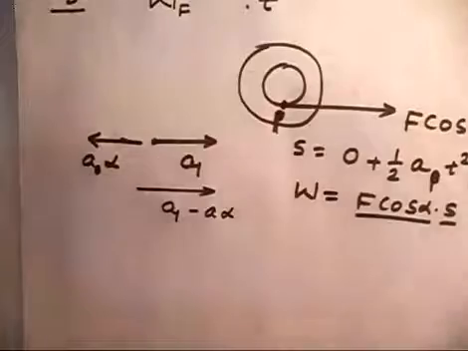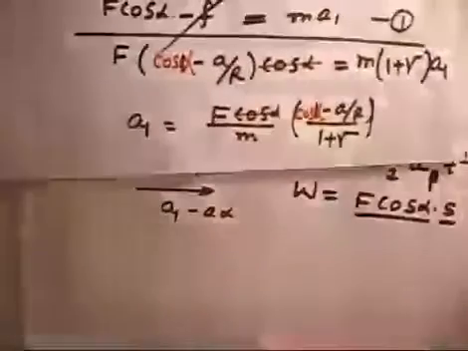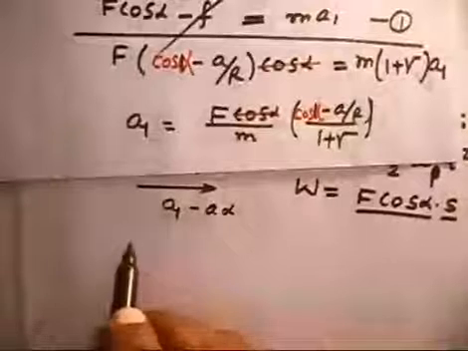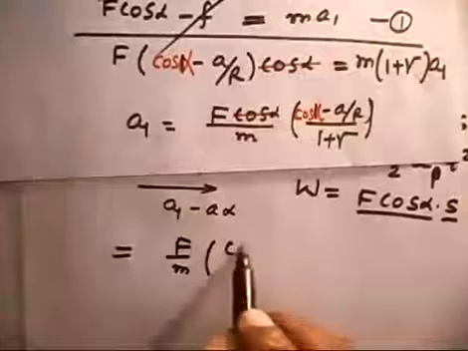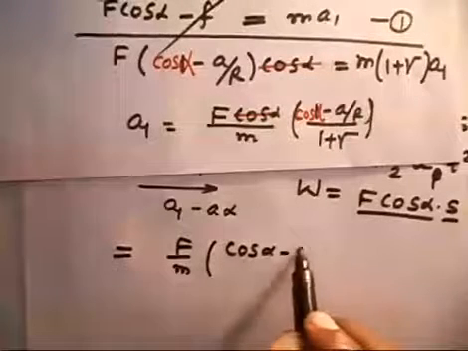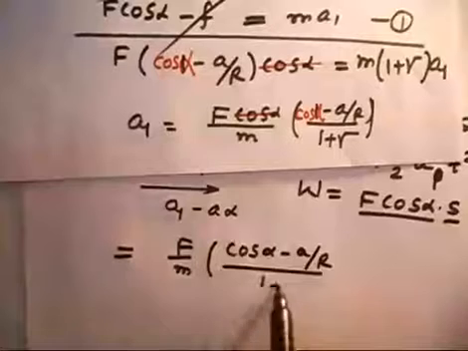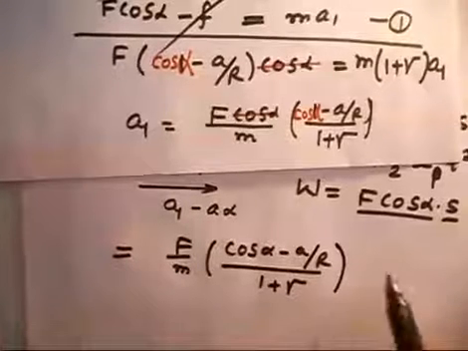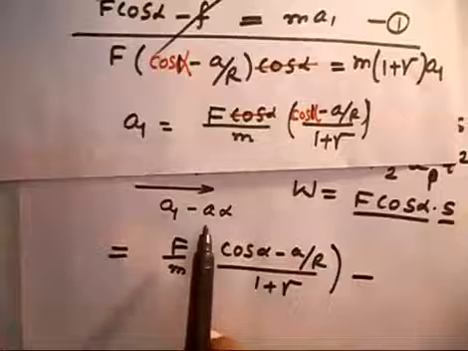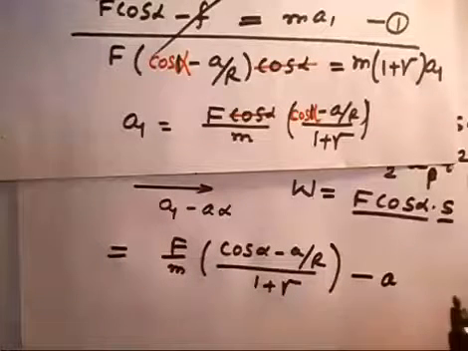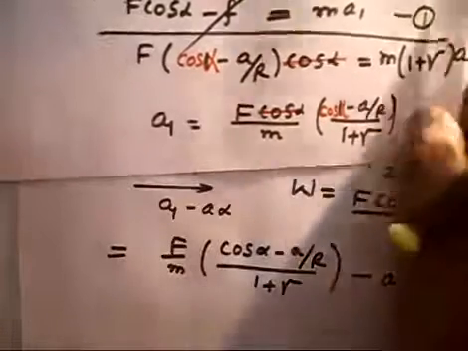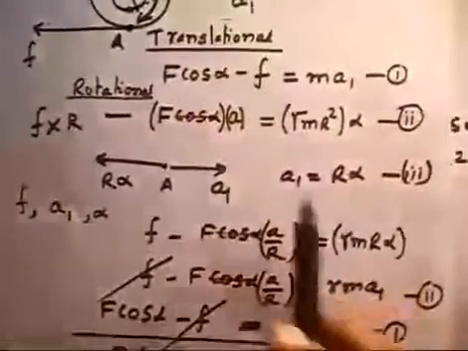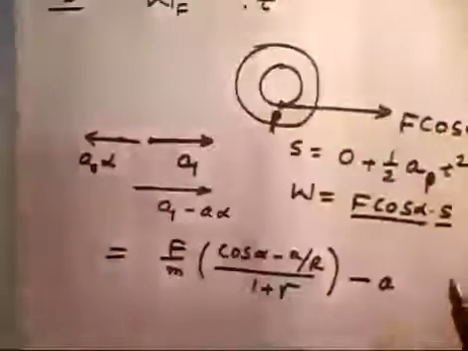Now we have already found what A1 is, from the previous problem. So let me write here: this acceleration A1 is F by m cos alpha minus a by R over 1 plus gamma. So this is A1 minus a alpha. And what is alpha? I can find alpha using this equation: alpha is A1 by capital R.